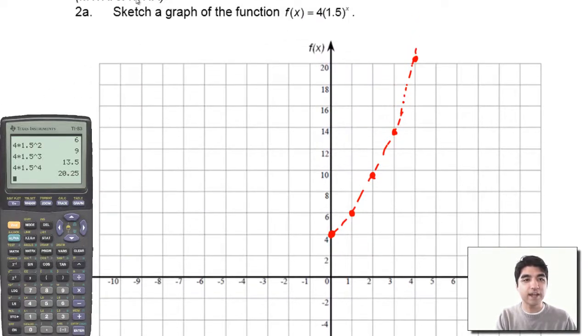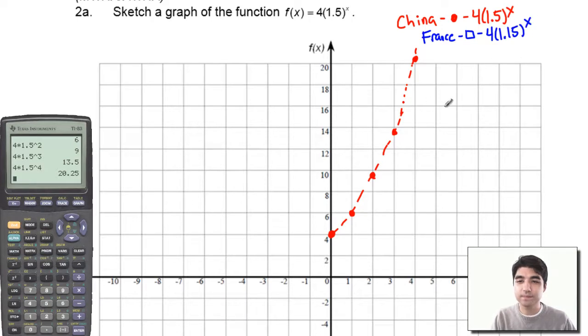So I'm going to color code my thing. Red is China, which will be the dots, and this equation is 4 times 1.5 to the x power. We're going to make blue equal France, and let's make France little boxes. And this is 4 times 1.15 to the x power.